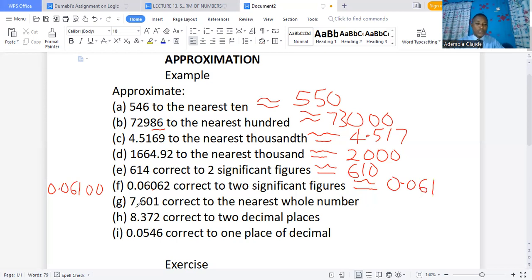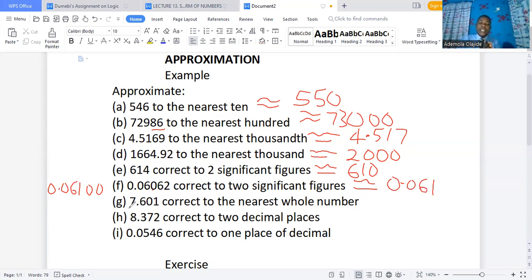So for this one, 7.601, correct to the nearest whole number. Nearest whole number means you just check the whole number part. If you look at this decimal, we have the whole number part and we have the fraction part. The fraction part is just the digits after the decimal. So the whole number part is just this 7 here.